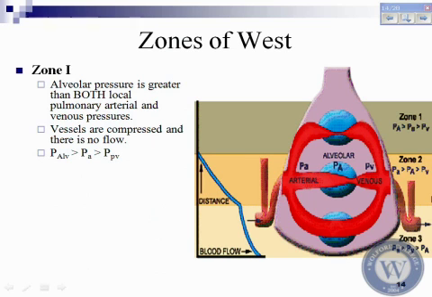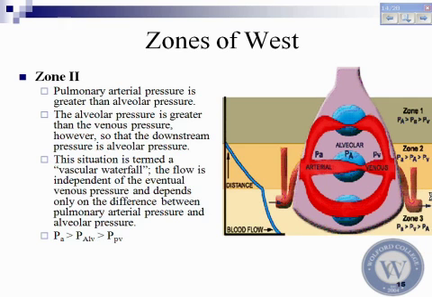This is zone 1. This is to reiterate what I was talking about before. Alveolar pressures are greater than both local pulmonary artery and venous pressures, and the vessels are compressed. Basically, there's no blood flow in that situation. Okay, so this is completely 0 flow here.